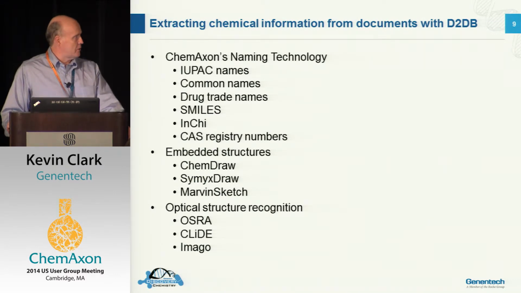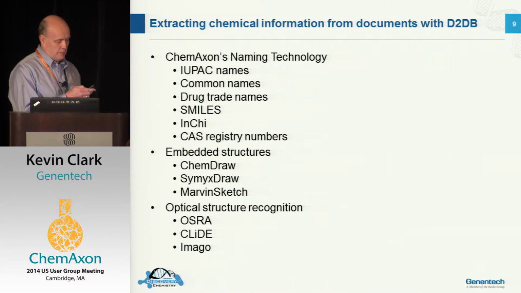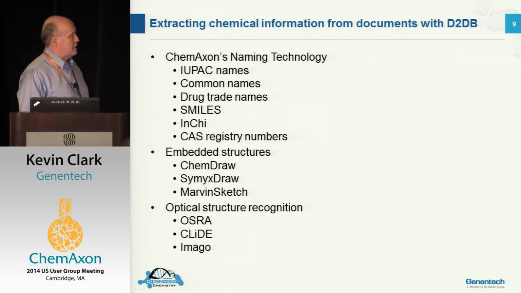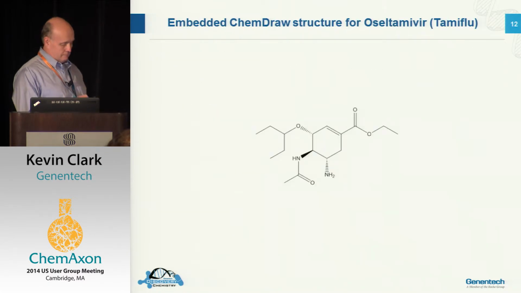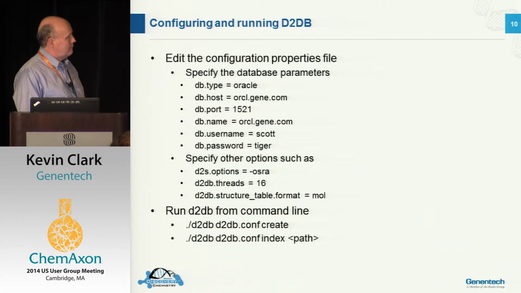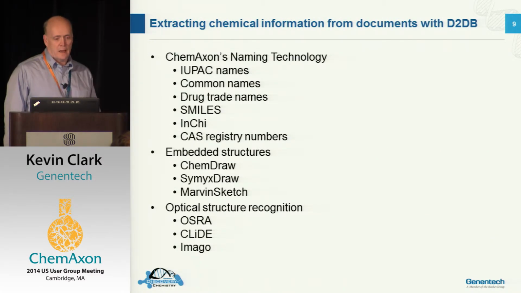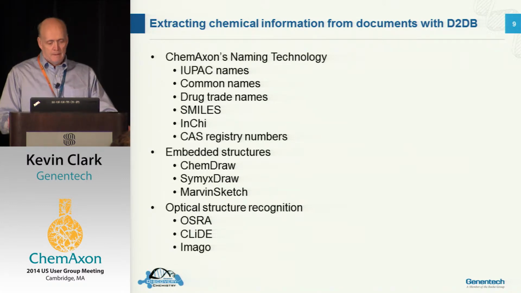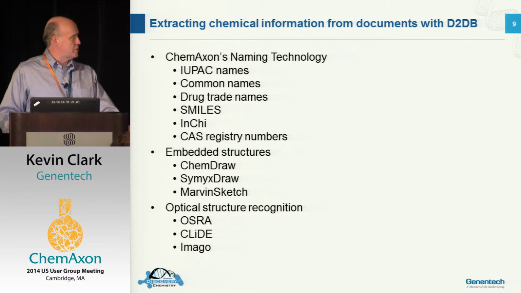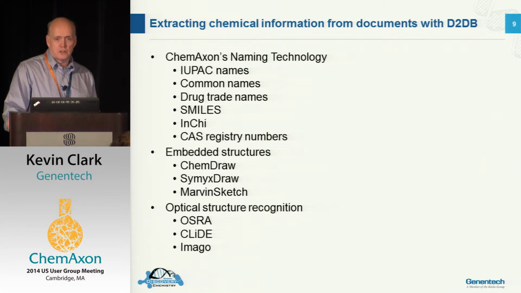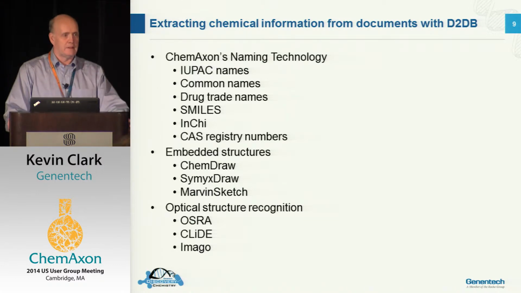So much of this has been covered already, especially in the previous talk by Daniel about the naming technology. ChemAxon's naming technology extracts IUPAC names, common names, drug names, SMILES, InChI, CAS numbers. And it also extracts embedded structures from ChemDraw, ChemAxon, and Marvin Sketch. For the reasons I mentioned earlier, at this time we're not looking at any optical structure recognition, and we're leaving that as a future project.